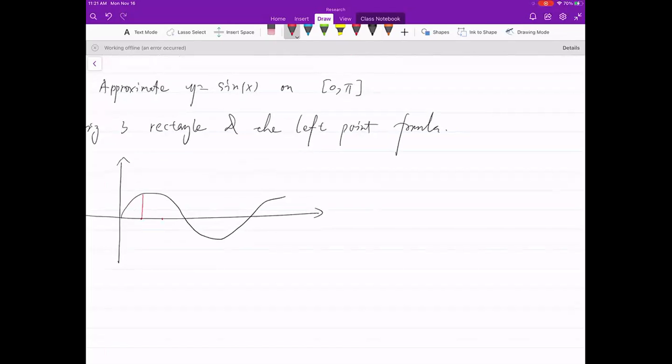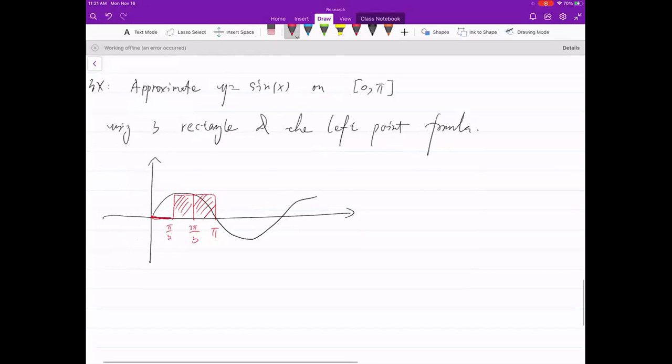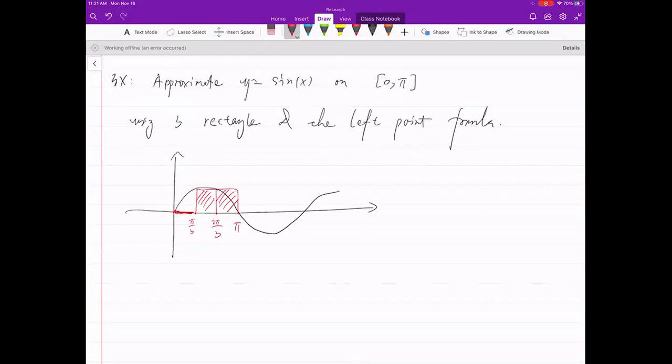rectangles. 0, pi over 3, 2 pi over 3, left formula, left formula, left formula. So the first rectangle actually has a height 0. Okay, let's do it quickly.